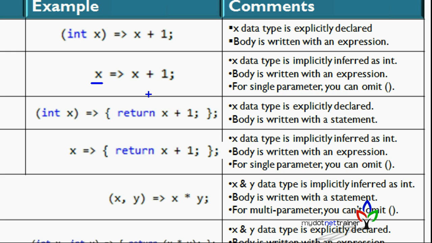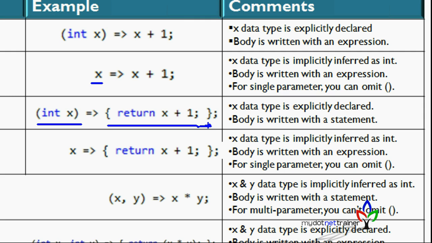The expression normally won't be like normal C# code. In the second example, the same thing at the bottom. Here, the data type is the same. It's explicitly specified that x is going to be an integer. But if you take a look at the body, it has a statement. So this is C# code-like syntax, right?